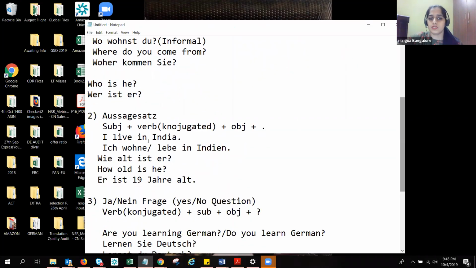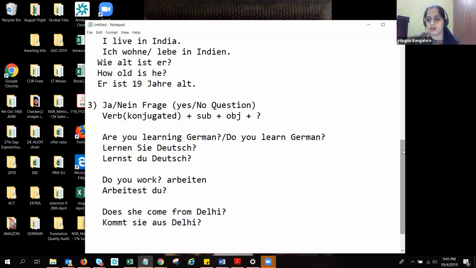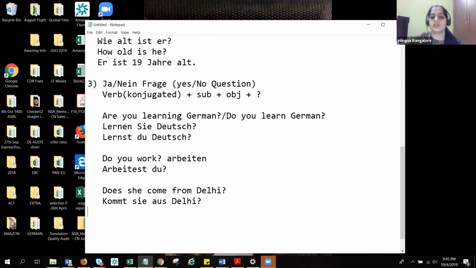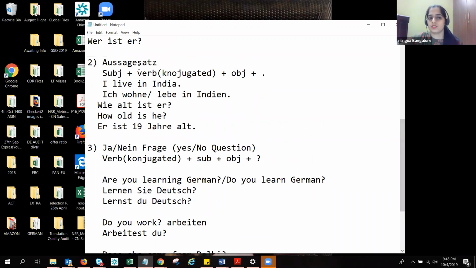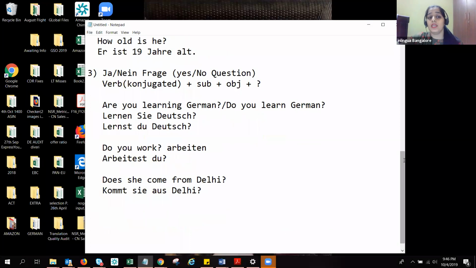Then we have the Aussagesatz, that is the statement sentence, like the answers. There will be subject, conjugated verb, and object. And then we have the Ja-Nein-Frage, the yes-no question, when we have to answer either yes or no. Suppose we have asked this type of question. What should the answer be? The answer format will be the same as in the Aussagesatz. The only difference is that there should be a yes or no. Like, does she come from Delhi? If the answer is yes, it would be ja, comma, sie, ja.